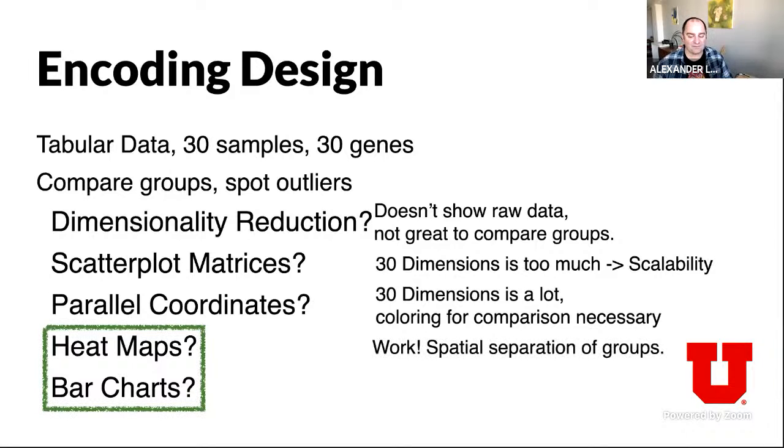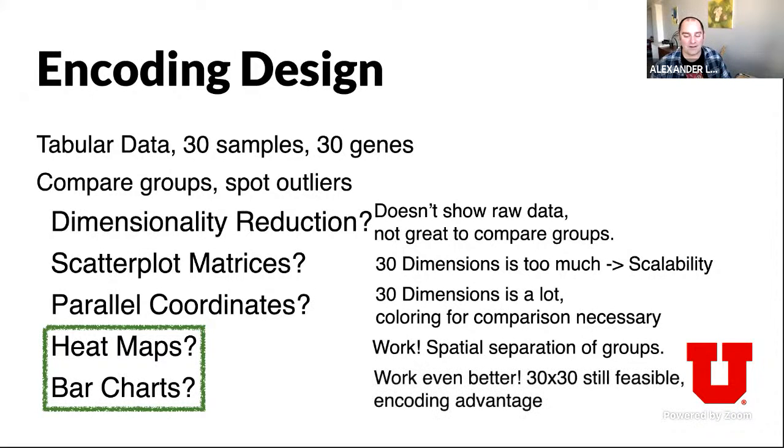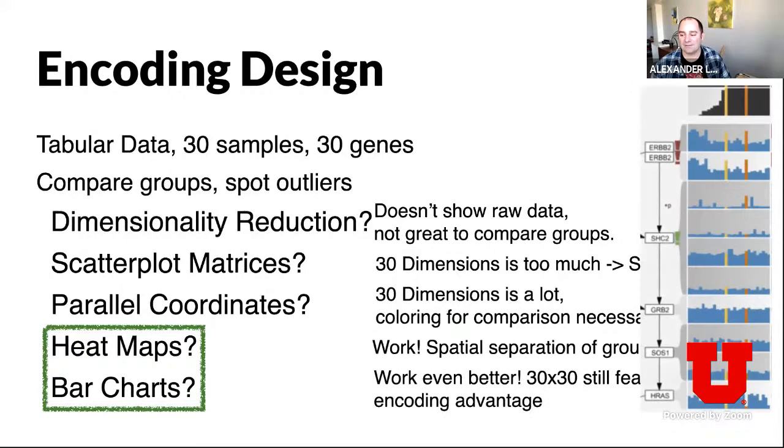We can have spatial separation of groups and have one group versus another group. And similarly for bar charts, they work even better here. They have the encoding advantage, and it's still at the scale where we can do 30 by 30. So we can say, okay, well, for this kind of data, a heat map or a tabular bar chart seems to be an appropriate encoding.